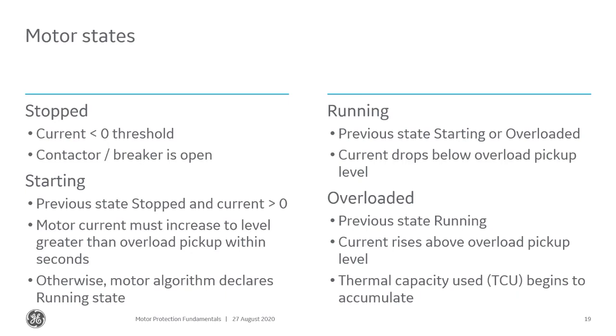But running is if the previous state was starting or overloaded and the current drops below overload pickup level. So when you're starting a typical motor, your current goes up to 5-6 times full load current, and then drops down rather quickly. That part is the starting part. When it drops below that full load amps, it becomes the state of running, and then finally, if you're running and the current rises above the overload pickup level, it's overloaded, and that is when the thermal capacity used begins to accumulate.